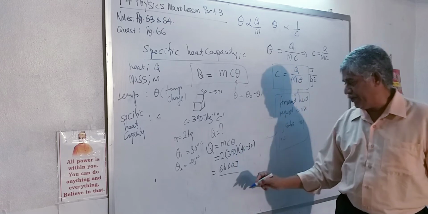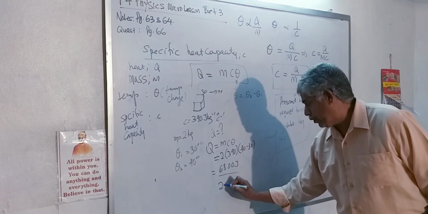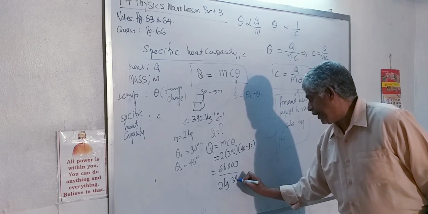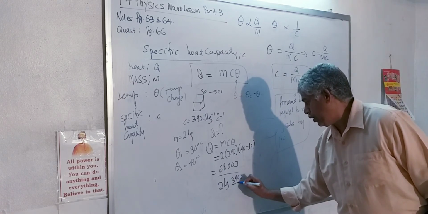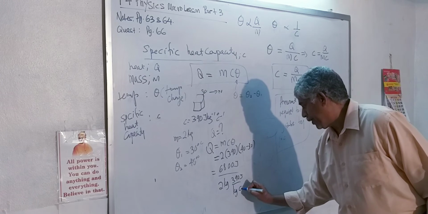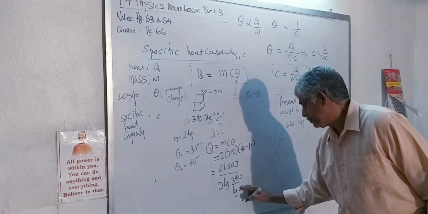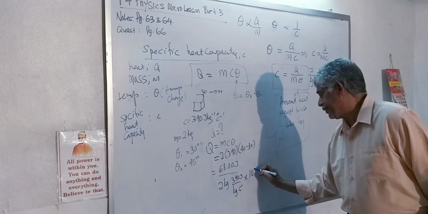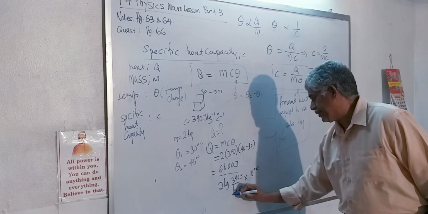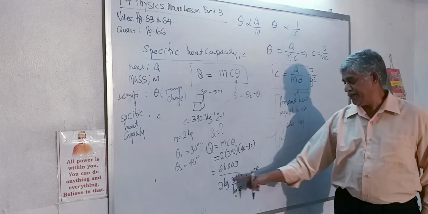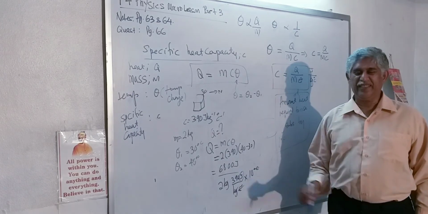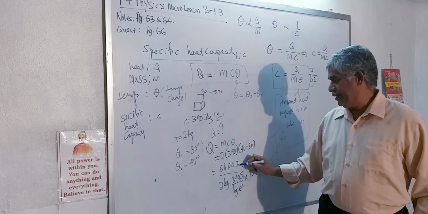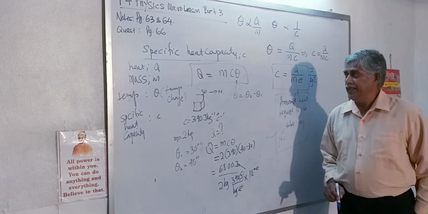So if we check the unit, you can see 2 kilogram, specific heat capacity 390 joule per kilogram per degree Celsius, times 10 degrees Celsius. So you can see that the degree Celsius and the mass are gone, so it is just left with the amount of heat. And this is another way of checking the units. So finally we get this value. So this is how you calculate.